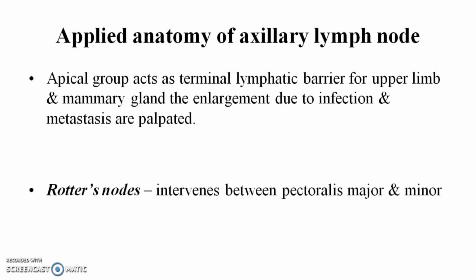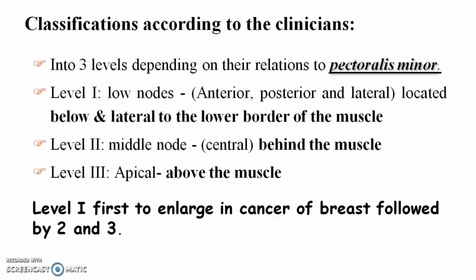Then we have another important node called Rotter's node. It is a node which is seen between the pectoralis major and minor muscle. And now we will classify the same lymph nodes for easy identification, especially as it is used by clinicians for easily identifying the lymph nodes present in the axilla.